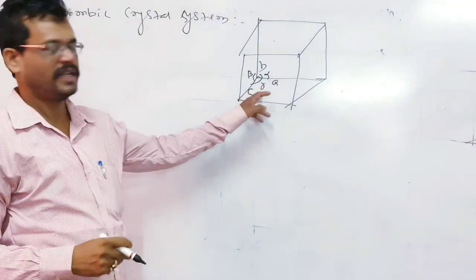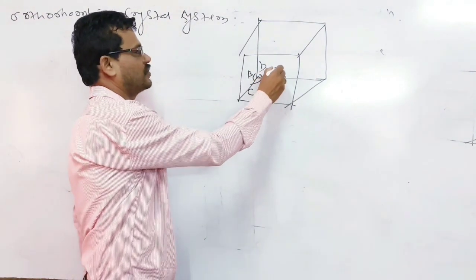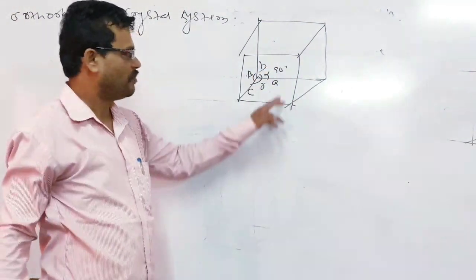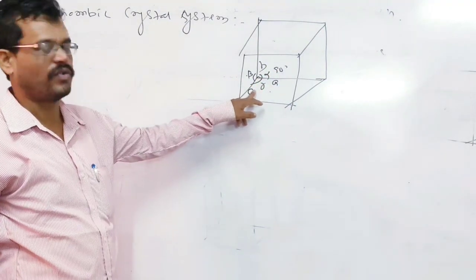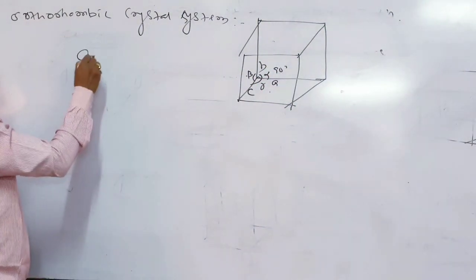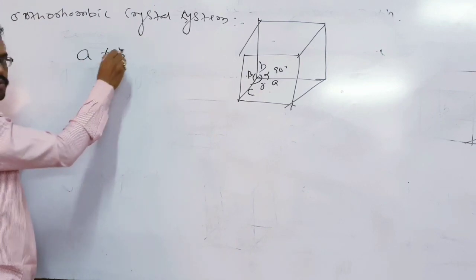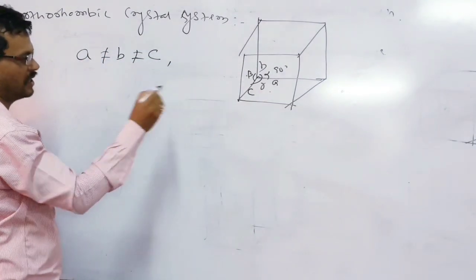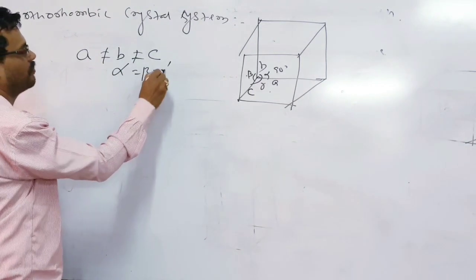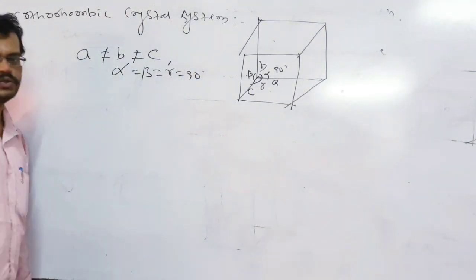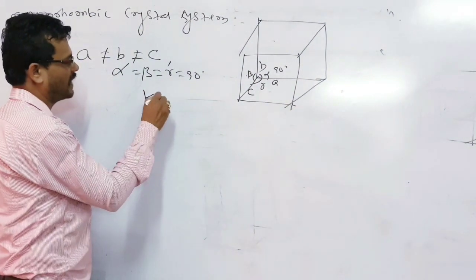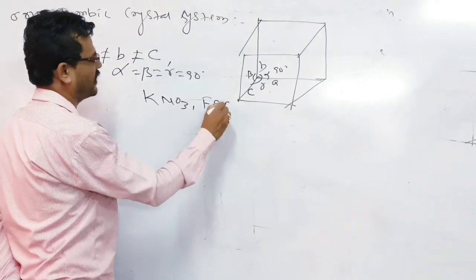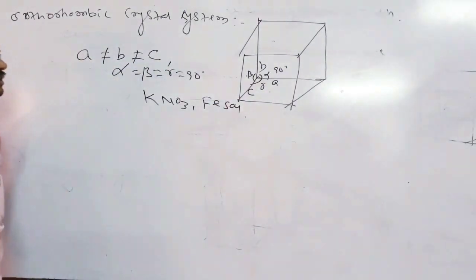That is A, B, C, alpha, beta, gamma. So you can see particularly here these angles are found to be 90 degrees, but these three axial lengths A, B and C are not equal. So we can say here A is not equal to B is not equal to C, and alpha, beta, gamma equal 90 degrees. Some examples of these systems are potassium nitrate and ferrous sulfate. These are all examples of orthorhombic crystal systems.